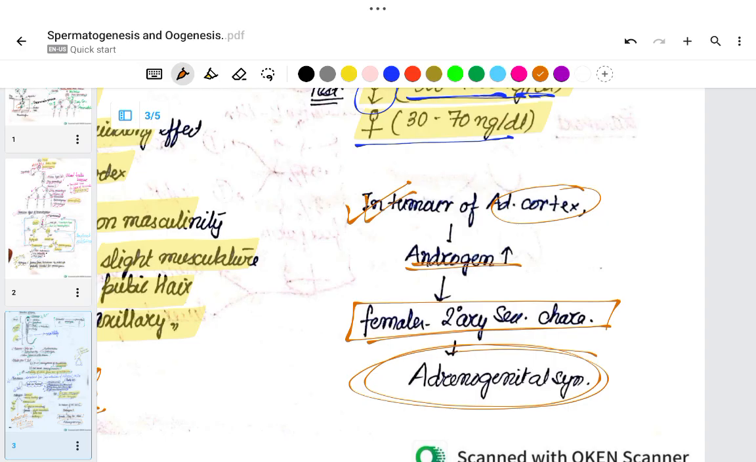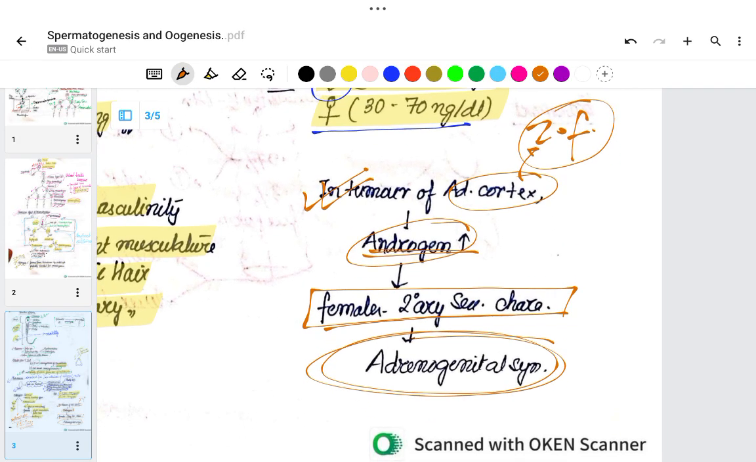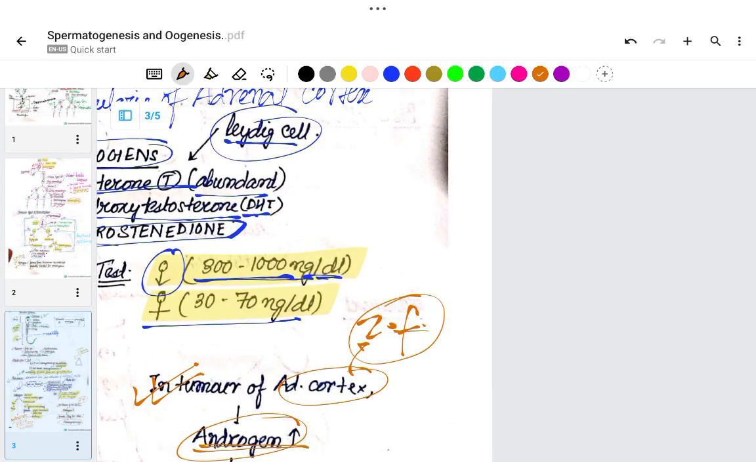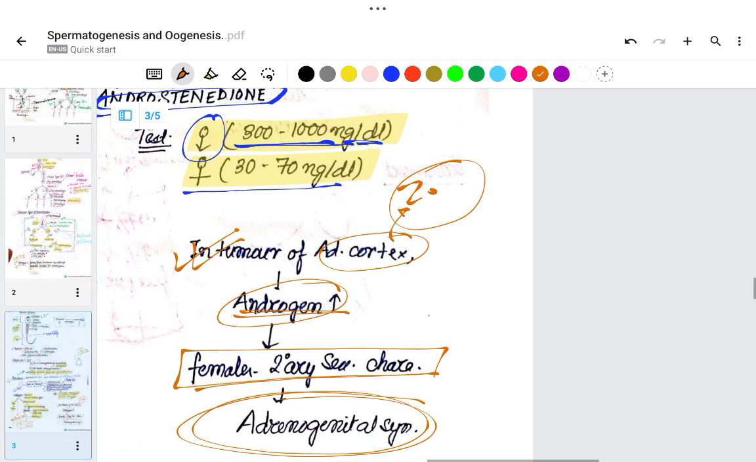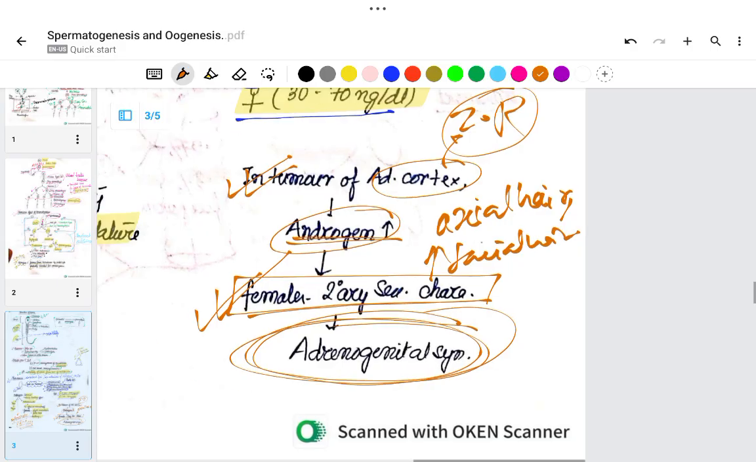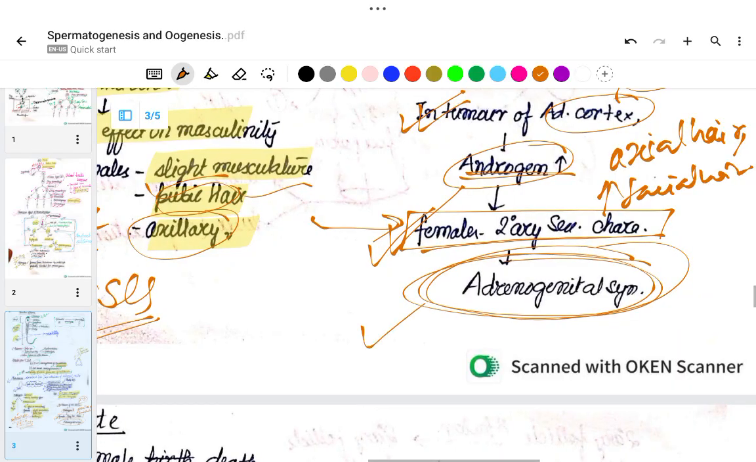In a tumor of the adrenal cortex, androgens increase. That is the zona reticularis, sorry, not fasciculata. This gives female secondary sexual characters, adrenogenital syndrome: growth of axillary hair, facial hair, pubic hair and slight musculature in females. This will produce adrenogenital syndrome.